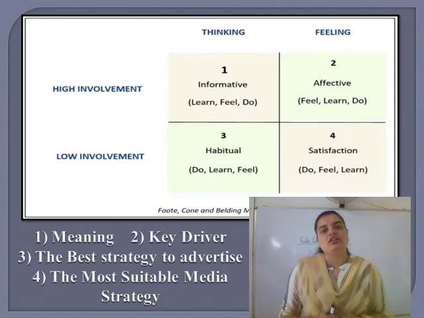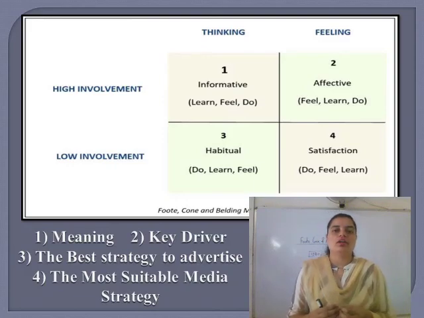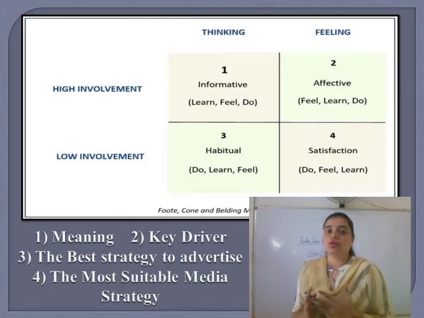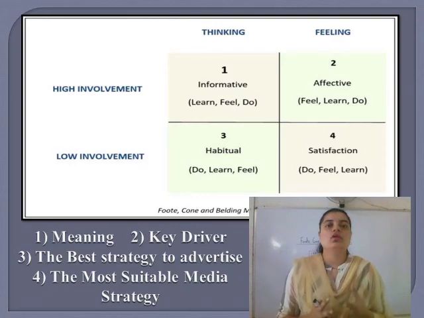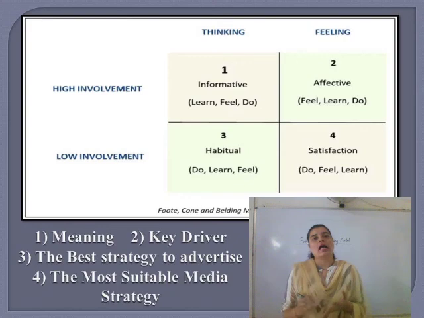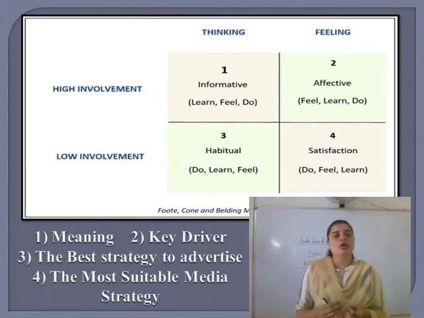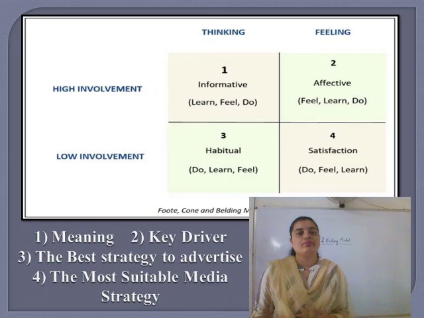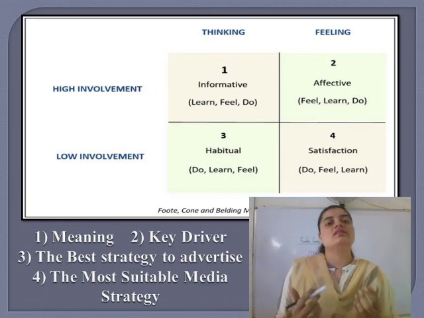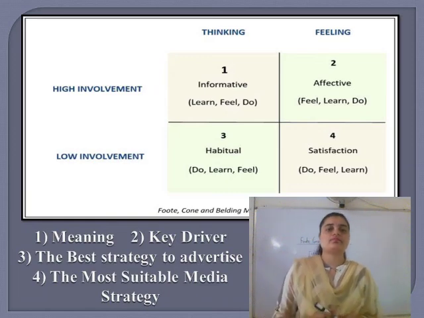The best strategy to advertise your product which lies under quadrant number 4 is to focus on customer impulses and preferences. The most suitable media strategy to impress the customer who belongs to this quadrant is through newspapers or billboards. And this quadrant is also termed as the satisfaction quadrant.